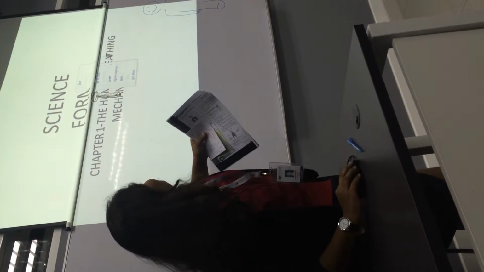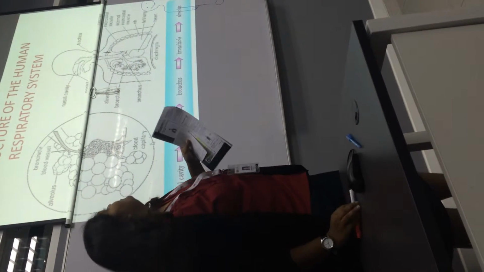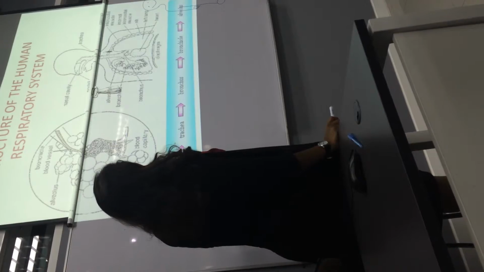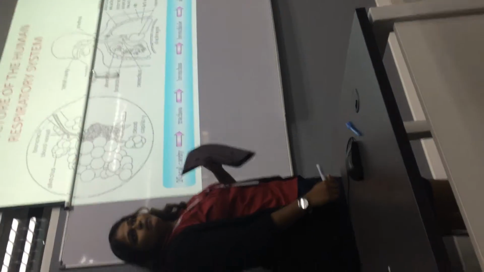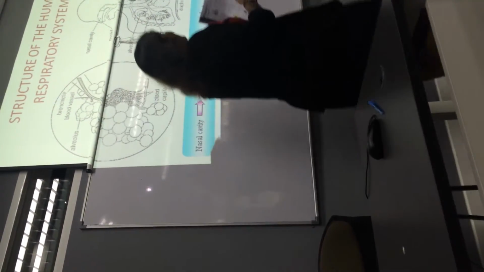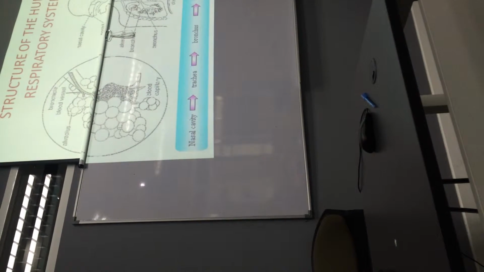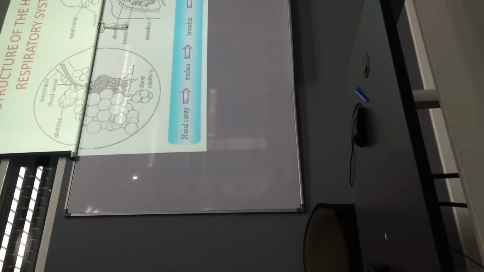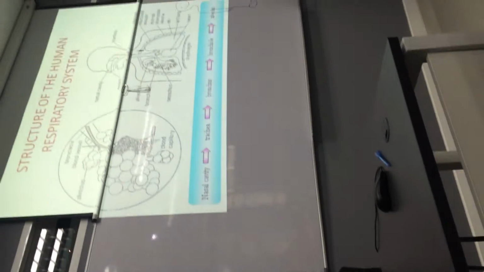What you can see here is the structure of the human respiratory system. Since this is our first class and there's so much time constraint, I'm not going to explain one by one. I'm just going to pick the important structures of the human respiratory system and explain them to you all.